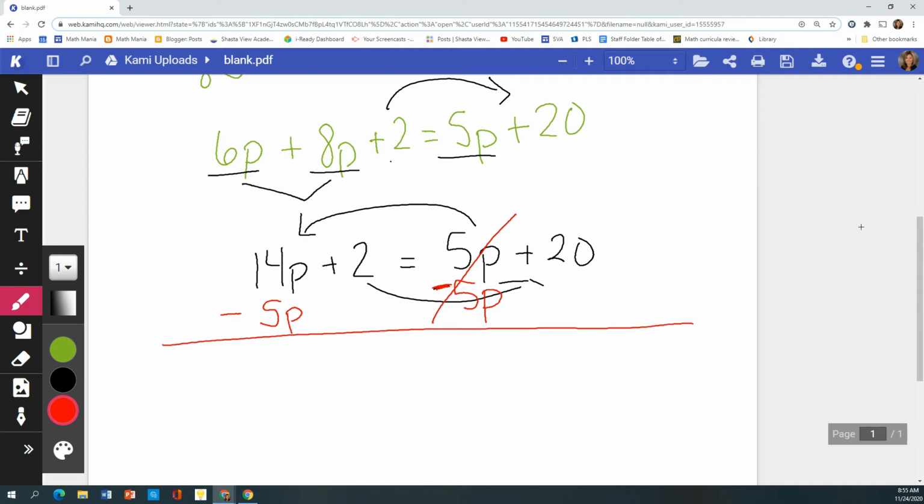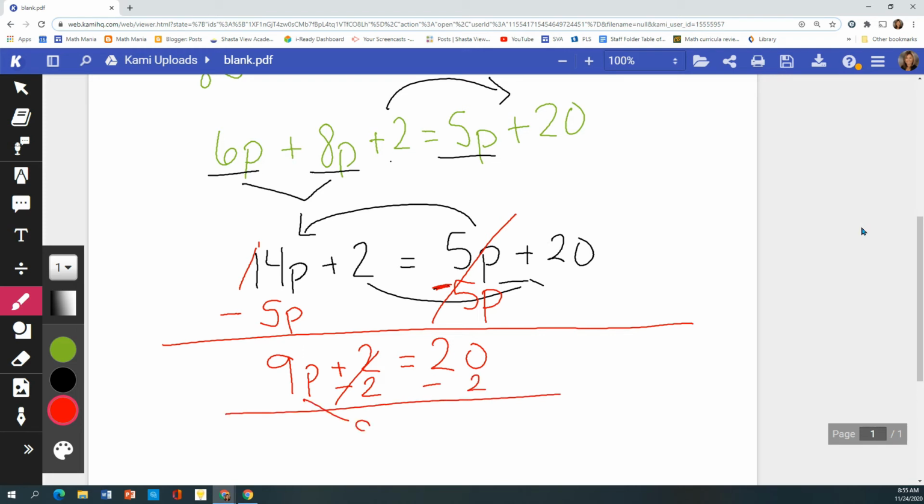So now we're going to have 14p subtract 5. I'm going to be left with 9. I'll do that slowly if you need me to. 14 subtract 5... I guess we don't need to do that. It's just 9p. You guys can figure that out, hopefully. Plus 2 is the same as 20. So I still have my constant on this side, so I need to get rid of it. So I'm going to take it away from that side. And now you can see that we are left with 9p is the same as 18.